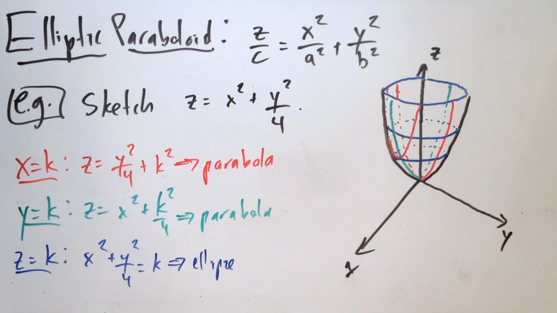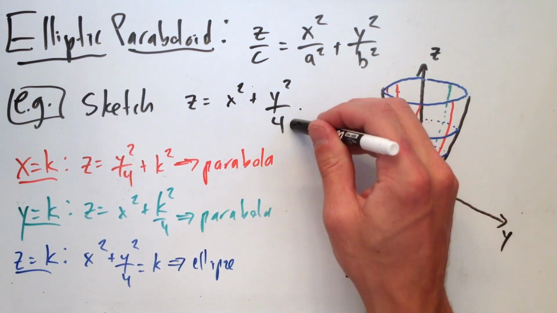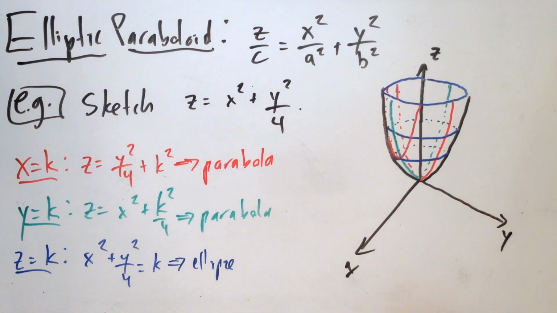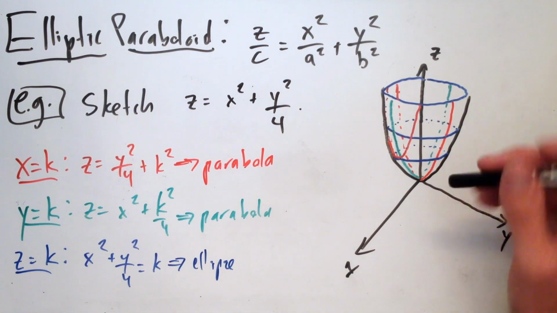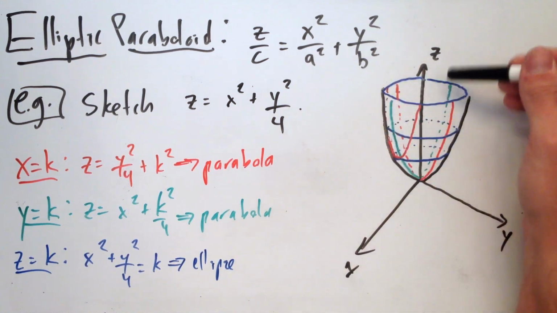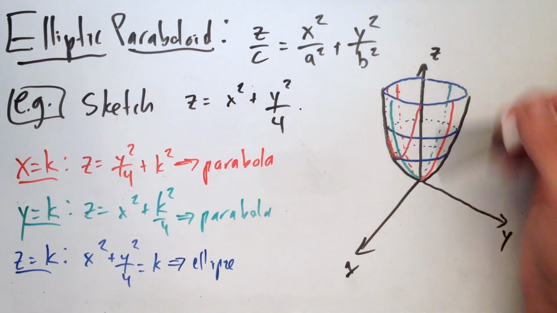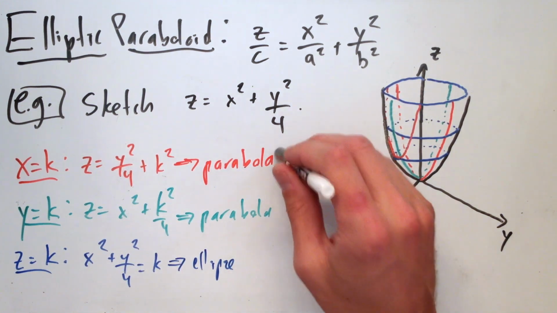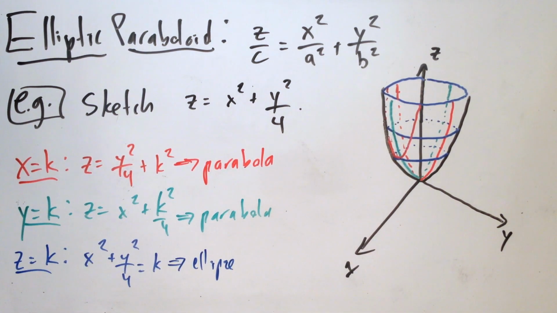Same idea along y. Even though we're dividing by 4 here, at the end of the day, we've got x squared plus k squared over 4. So when we take the slices in the y direction, we get green parabolas like this. Great. So in both vertical directions, we get parabolas. That's why this is a paraboloid.